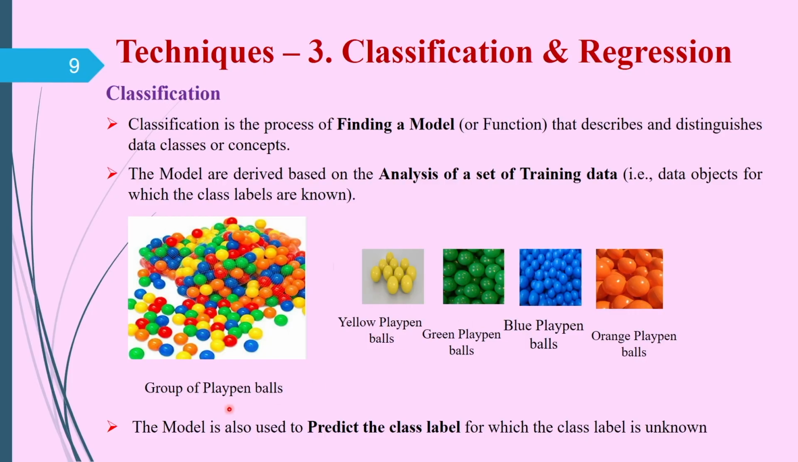This is going to be considered supervised learning, where the model is also used to predict the class label for a group of items which is not known. In this training data set, the class labels are known, such as yellow, red, green, and all these will be known class labels. The model does the process, derives it, and the class label will be named, and this is what the classification technique is concerned with.